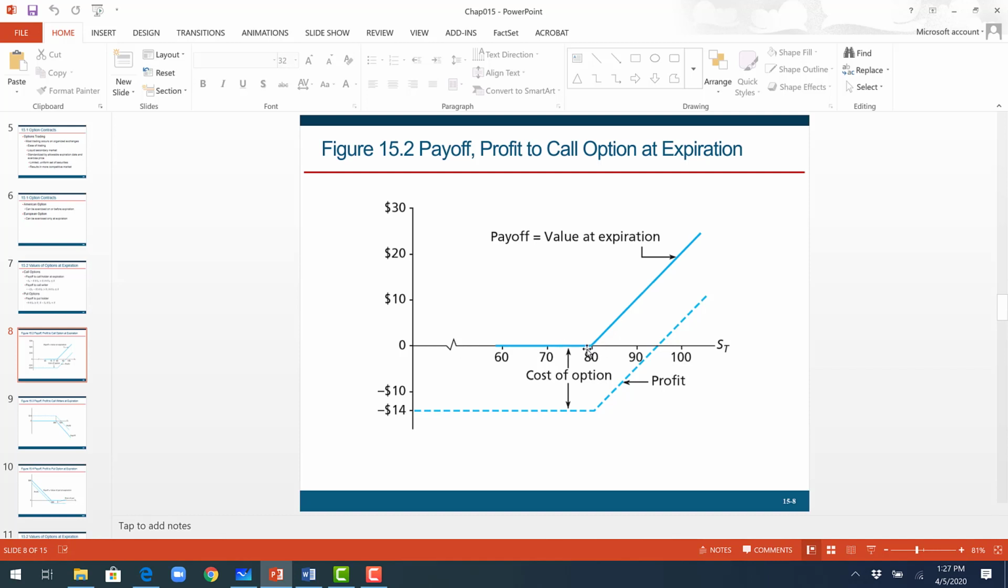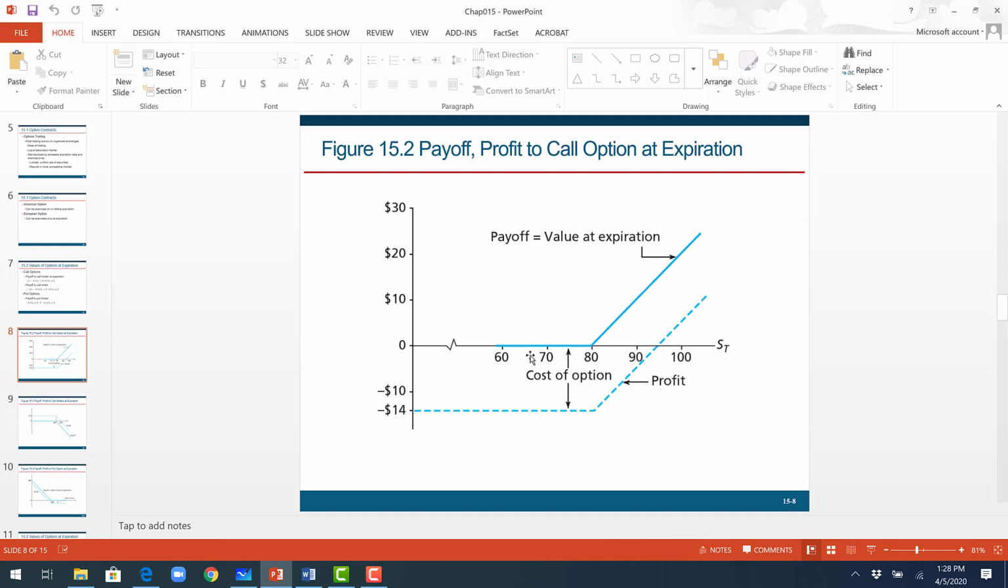And when the price is at expiration, again remember this is at expiration, and the price is say 81, the payoff would be $1. The price is 82, the payoff would be $2, right? 82 minus 80 and so on, right? So beyond 80, then it just increases dollar for dollar with increase in the stock price. Okay, so this is the payoff.